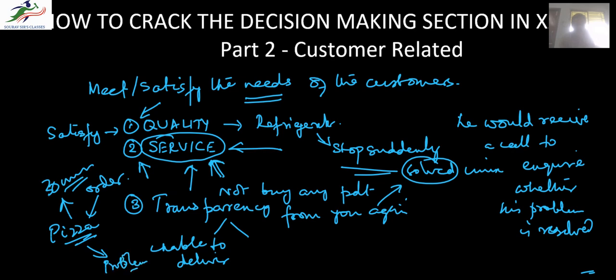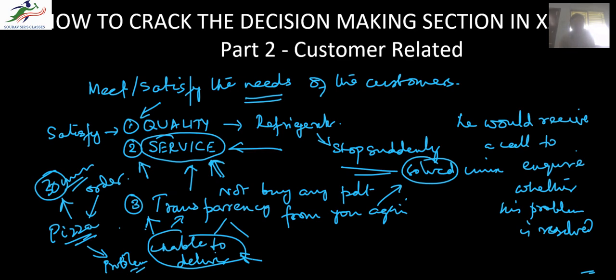There is a kind of political protest going on and so on and so forth, due to which you are not able to deliver within 30 minutes. Now the customers will expect that you will clearly tell him that, sir or ma'am, I am not able to deliver within 30 minutes today because of so and so issue. So he would understand that you are being absolutely transparent with him.